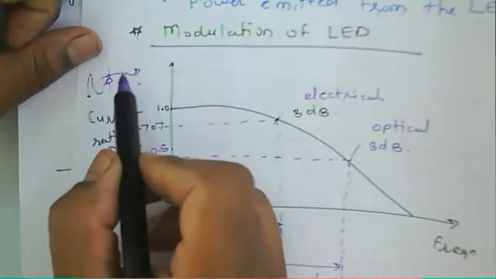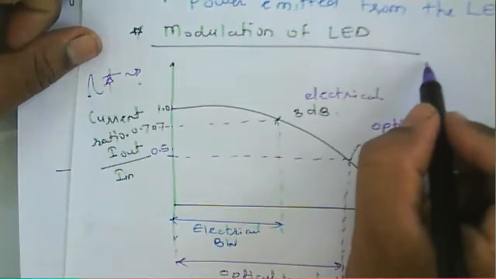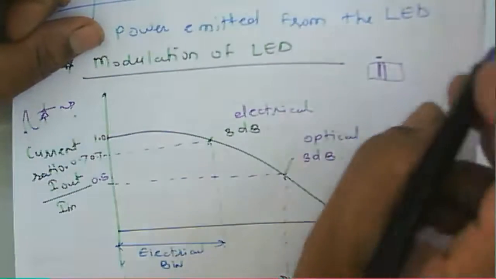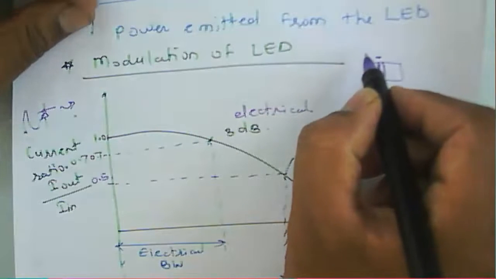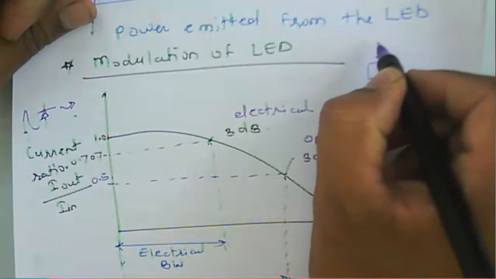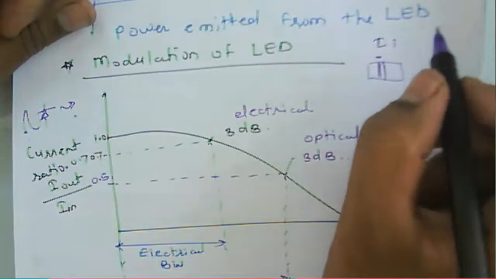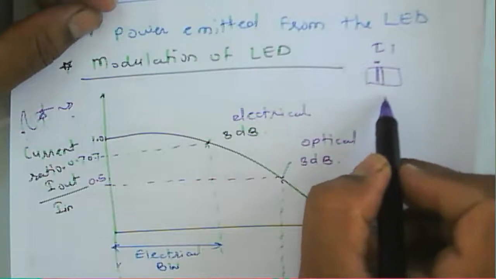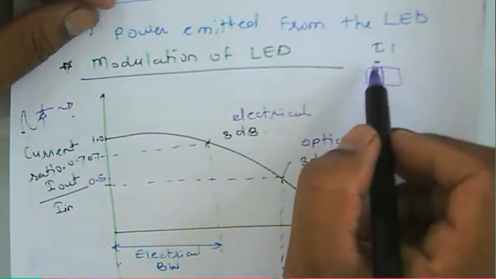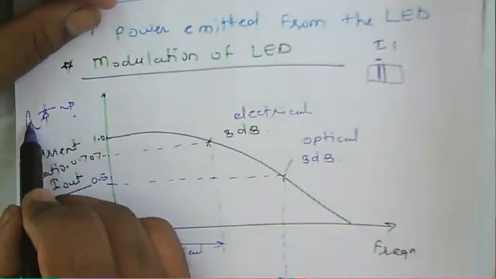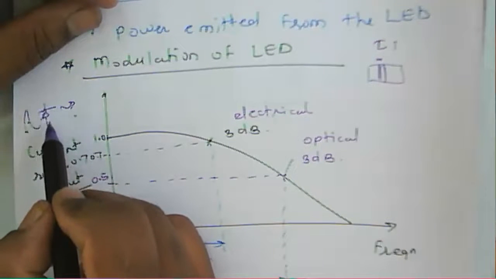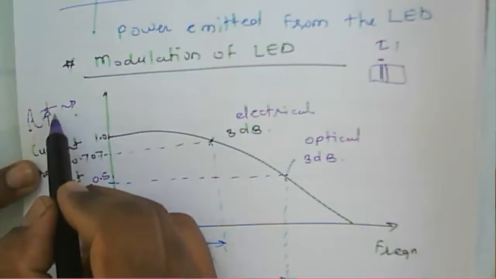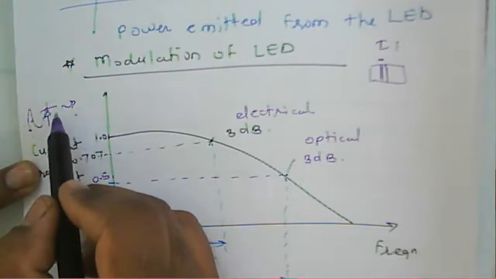And that response time depends upon the size of this particular active region or junction, the doping level or dopant used in this active region, as well as the lifetime of the injected carriers in the recombination region. And for a given light emitting diode, there is some parasitic capacitance. So we say the response time depends upon the active region of the light emitting diode, the injected carrier lifetime in the recombination region of this LED, as well as the parasitic capacitance of this LED.